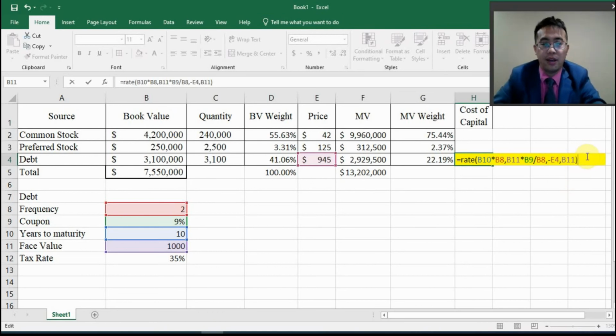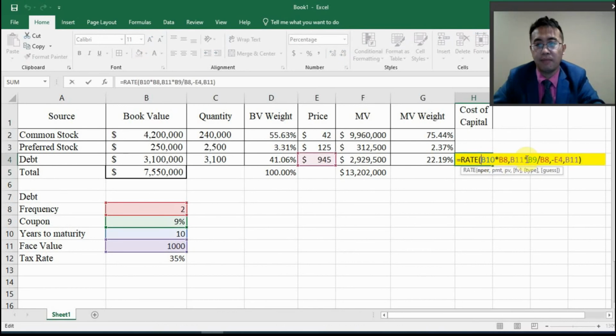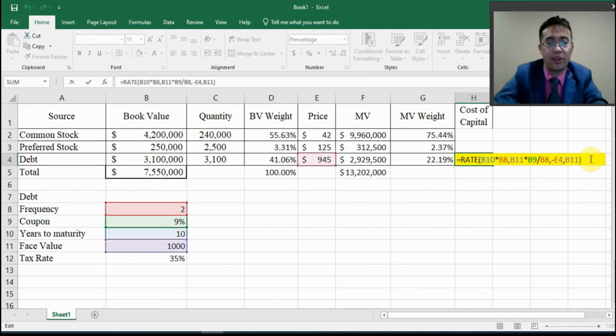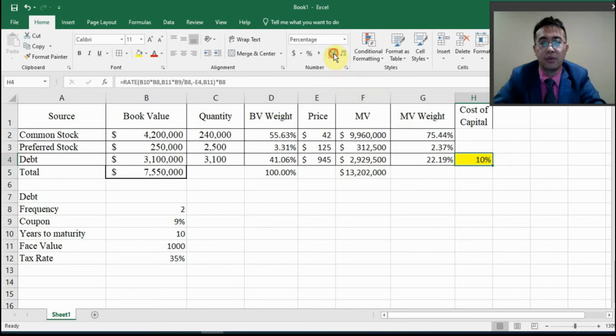And if you hit enter, then what you get is a semi-annual rate. That's right. When you have a number of periods and the periodical payment, then the rate output would be a semi-annual rate, or periodical rate. Then you need to multiply the whole thing by the frequency. You double it to annualize the rate to get the annual rate, and this is roughly 10%.